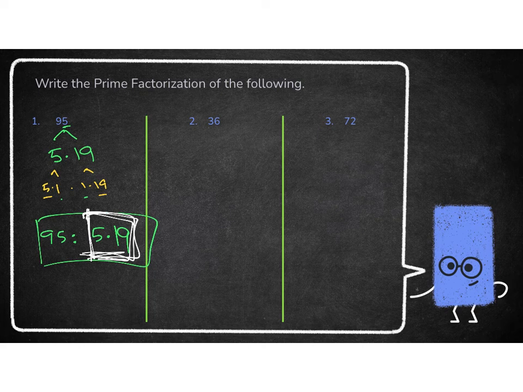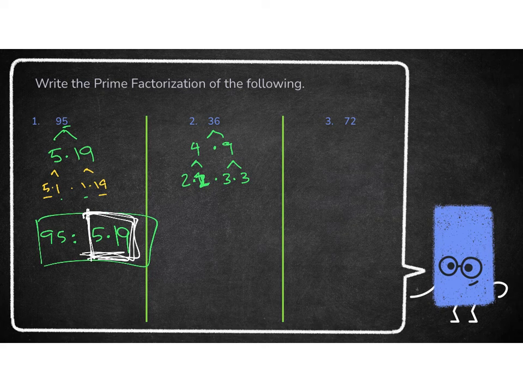So for 36, I'm going to break this into 4 times 9. 4 times 9 is equal to 36. Now, neither 4 nor 9 is prime, which means I need to keep going. So now I have to ask myself, how do I break apart the 4? Well, the 4 is the same thing as 2 times 2. And then the 9 is the same thing as 3 times 3. So I have a 2 times 2 and a 3 times 3.